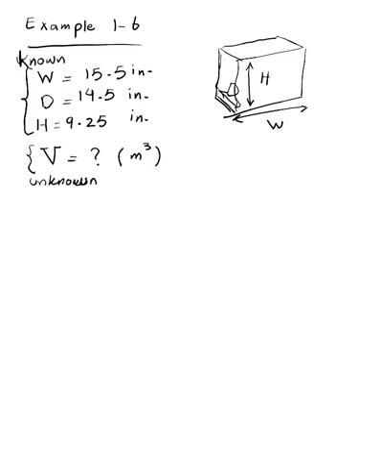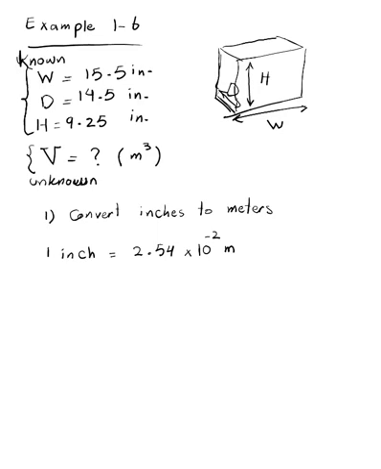First of all, we need to convert the width of the oven to meters. I want to convert inches to meters. I go to the back of the front cover of your book, and in the conversion factors it says that 1 inch equals 2.54 times 10 to the power of negative 2 meters. Let me make a note here that 10 to the power of negative 2 means 0.01. So this is just scientific notation.